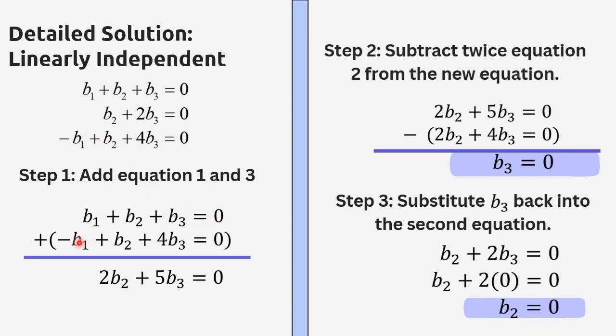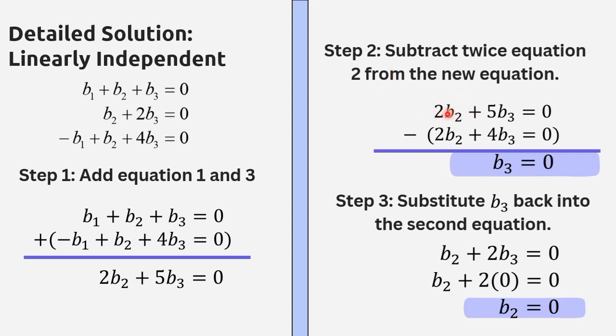Since our main goal here is to eradicate one variable, we have to add b sub 1 and negative b sub 1. And as a result, we got these values. For step 2, we are going to subtract twice equation 2 from the new equation so that we can cancel out 2b sub 2 from the answer we got a while back.